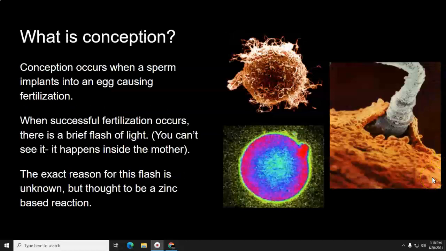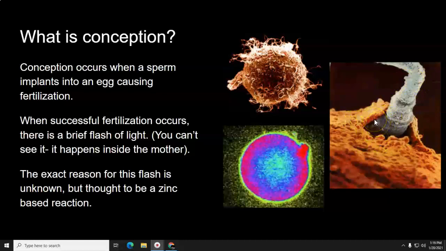So conception happens when a sperm implants into an egg, causing fertilization. And that is what you see in these two slides. This one, this kind of sphere with all the little things, that's an egg surrounded by sperm. There are like millions of sperm, well, hundreds, trying to make it into the egg, but there aren't very many lucky ones. This is a detail where you see the sperm implanting into the egg.